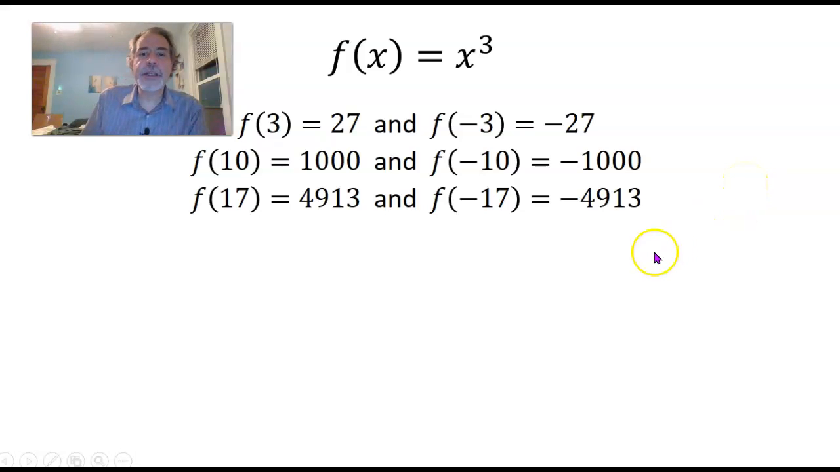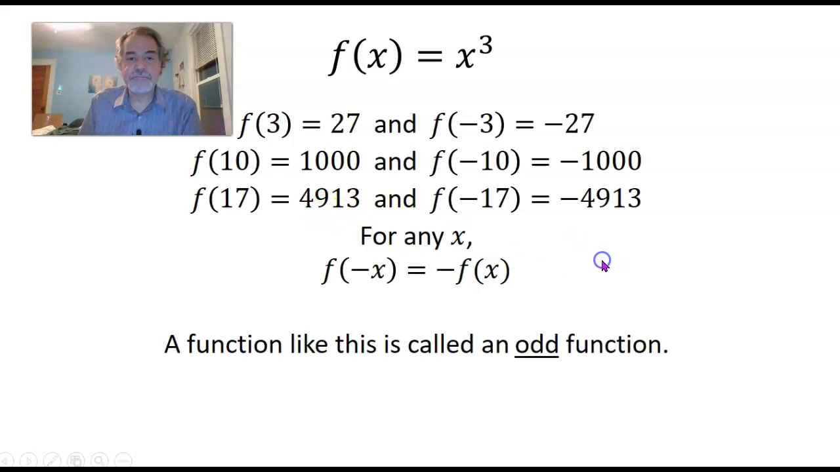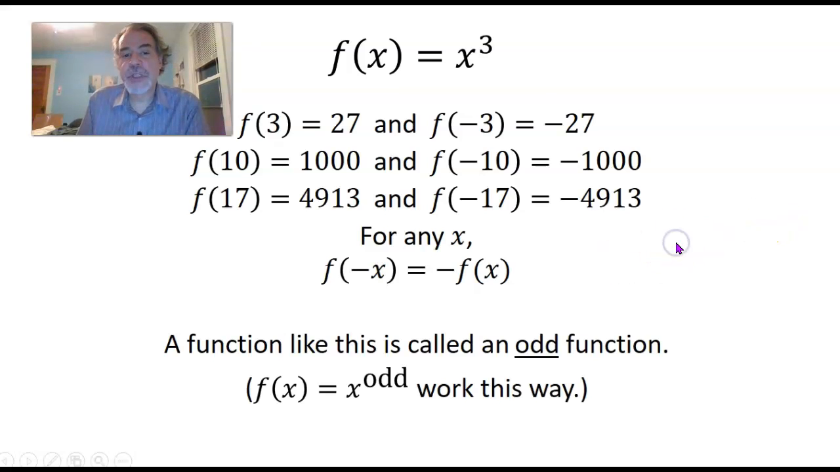So notice what's happening here. When you plug in a negative number for x, you get not the exact same thing that you get when you plug in a positive number, you just get the opposite of that thing. F of negative x equals negative f of x. Like f of negative 17 equals the negative of f of 17. And a function that works this way is called an odd function. So examples of functions that do work this way would be if you have x to some odd number power, like x to the 3 power, or x to the 5 power.